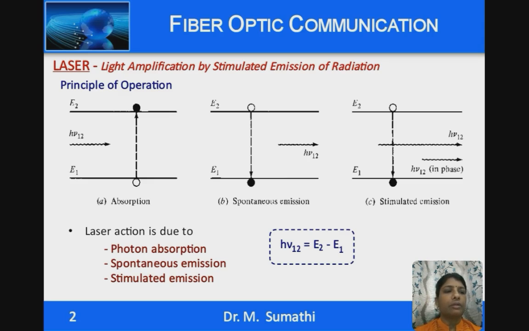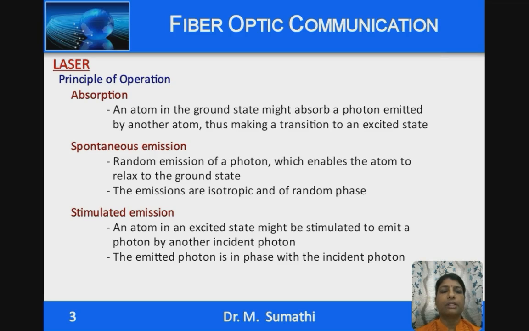The energy difference between the band gap and the frequency of the photon emitted is given by Planck's equation, which is h nu = E2 - E1, where E2 - E1 is the energy difference between the two states, h is Planck's constant and nu is the frequency of emission of the photon. Now we will look into the principle in detail.